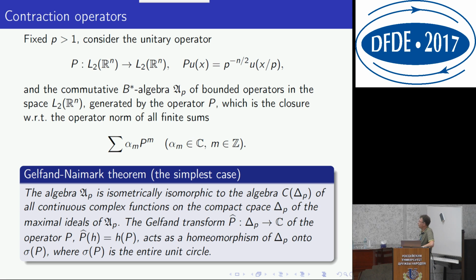The Gelfand-Naimark theorem, in the simplest case, tells us that this algebra is isometrically isomorphic to the algebra of continuous functions on the circle. The general version says that this is isometrically isomorphic to the algebra of continuous functions on the maximal ideal space, but in this simplest case, the Gelfand transform acts as a homeomorphism of the maximal ideal space onto the spectrum of the operator P, which is the entire circle. This is quite simple.